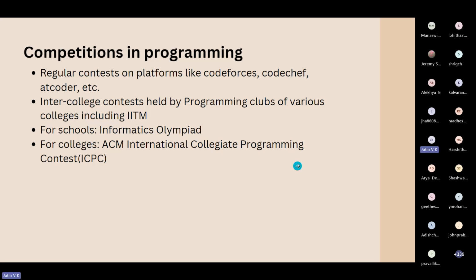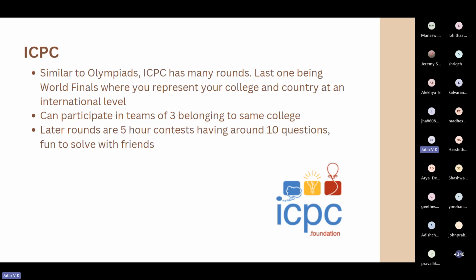ICPC is similar to Olympiads. It has many rounds, the last one being a world final where you represent your college and country at an international level. After the preliminary round, you'll have a regional round, which you have to attend somewhere in India, probably not at your college, and represent your college there. If you get selected, there is also something called the Asia Finals, and the World Finals. For these finals, you need to go to different countries and represent India, almost like the Olympics. It's a proud thing to do if you are really good at computer programming.